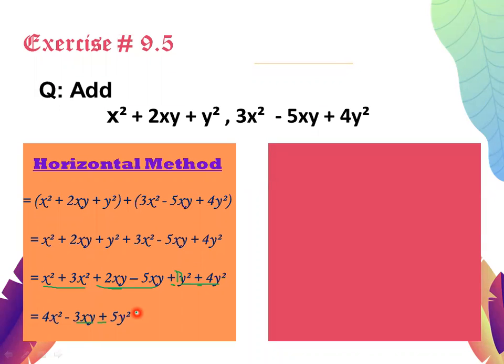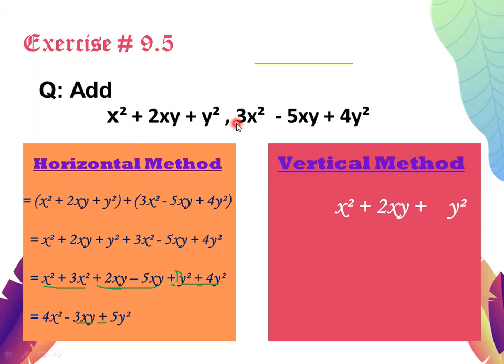Now when you are going to perform the vertical method, when you are going to add any algebraic expression vertically, you will write each term with the same variable. Suppose this one and this one. First of all you are going to write x square plus 2xy plus y square. In the next step, you will copy down the same variable. Same variable means x square, so below it also x square will come. So how will you write it down? Just like this, plus 3x square minus 5xy plus 4y square.